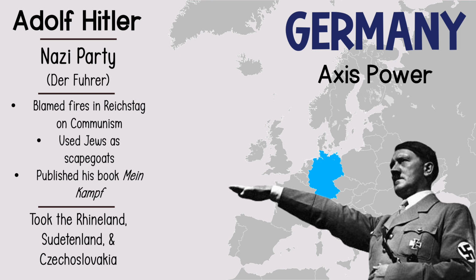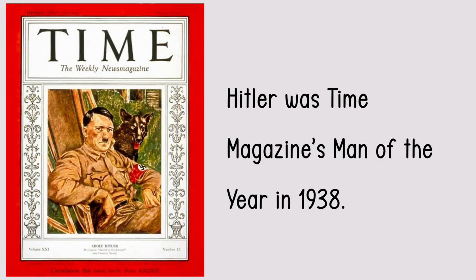Fires in the Reichstag were supposedly the fault of communism, and the Jewish community was a scapegoat for all of the country's economic woes. Promising to restore Germany to its former glory, he became chancellor in 1933 and quickly consolidated his power. Hitler's aggressive foreign policies eventually led to the outbreak of World War II in 1939. Hitler was so well liked that he was actually Time magazine's Man of the Year in 1938.